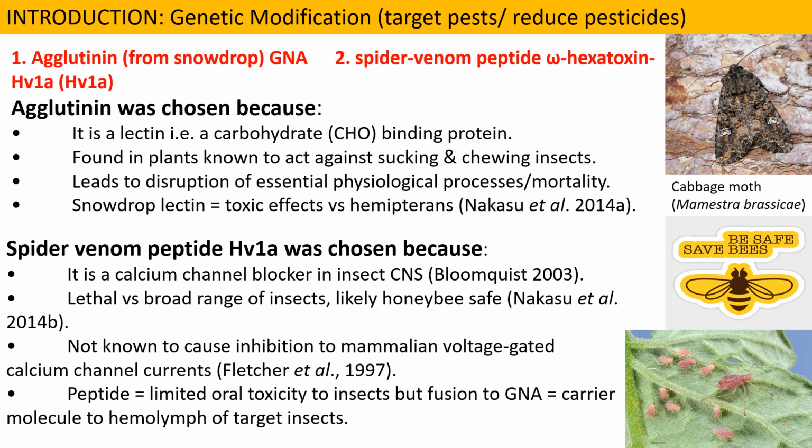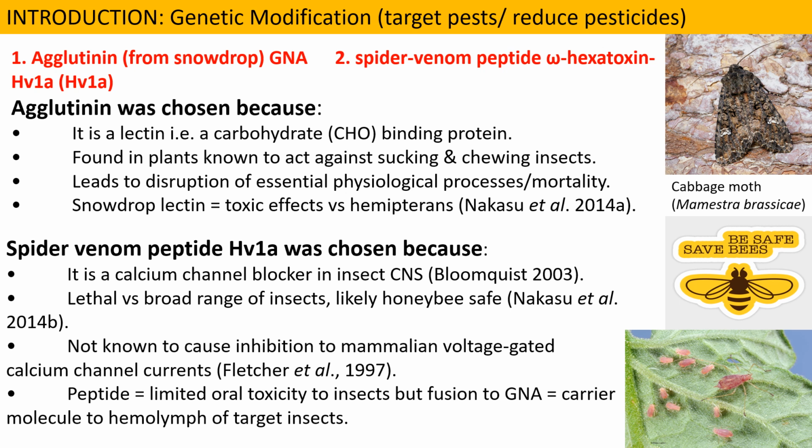The agglutinin was chosen because it is a lectin. It is a carbohydrate binding protein. It is found in plants known to act against sucking and chewing insects. Ingestion can lead to the disruption of essential physiological processes, leading even to mortality. The snowdrop lectin has specific toxic effects against hemipterans.